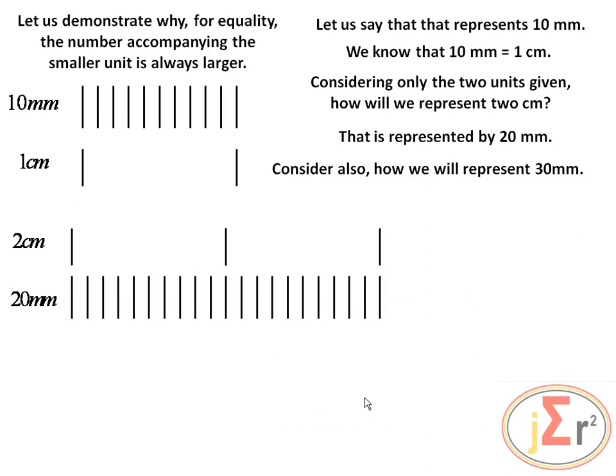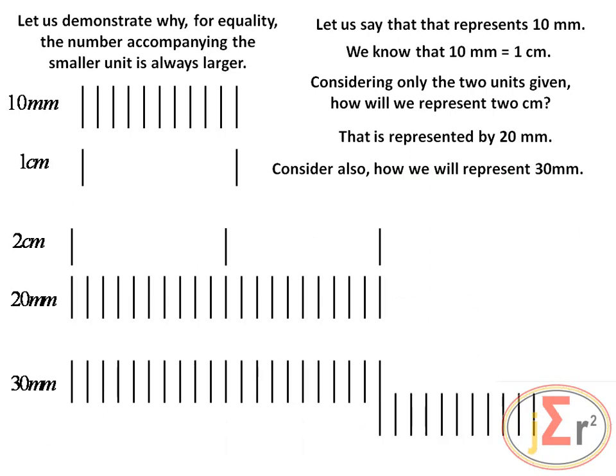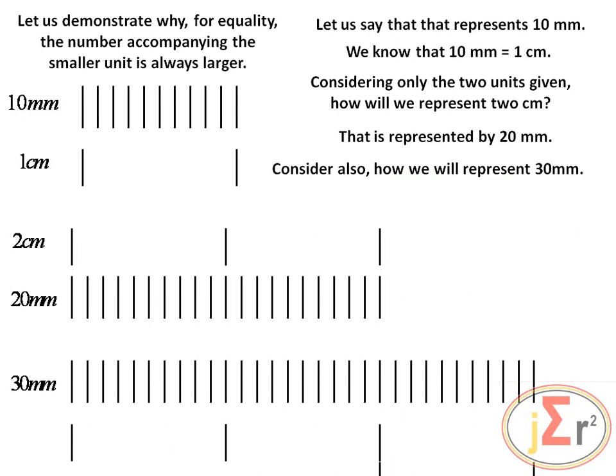Consider also how we will represent 30 millimeters. So there we have the 30 millimeters. And what do we know? It is represented by only 3 centimeters. So as we can see right there, the number of the smaller ones is larger than the number of the larger one.